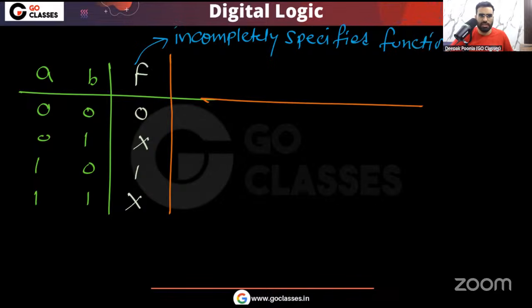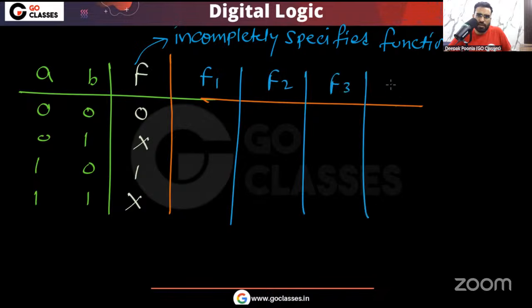This function has two don't cares, and these don't cares can be 0 or 1. So each don't care has two possibilities, and I can say that this function f corresponds to four distinct functions: f1, f2, f3, f4. The don't cares can be 00, 01, 10, or 11. Of course, the other values will be as they are.